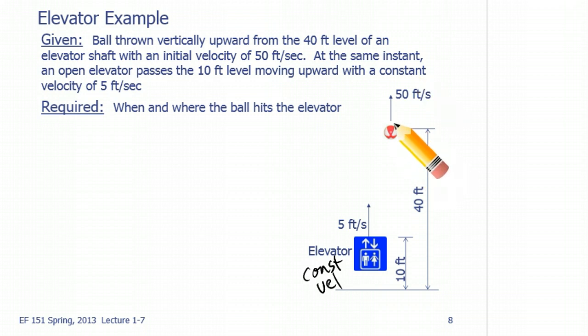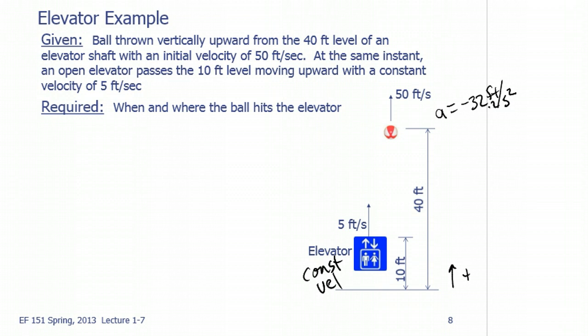This one has a 40-foot height start, so we've given a datum down here, a reference. We'll use positive as up. 50 feet per second initial velocity. The key here is acceleration is free fall, minus 32.2 feet per second squared.